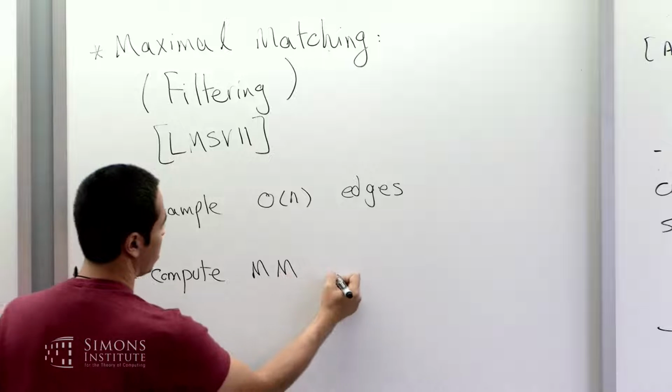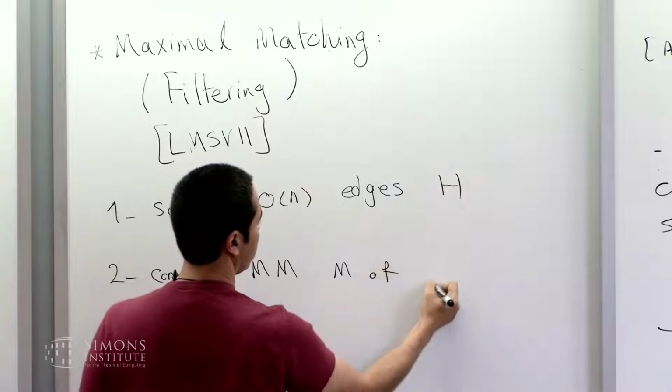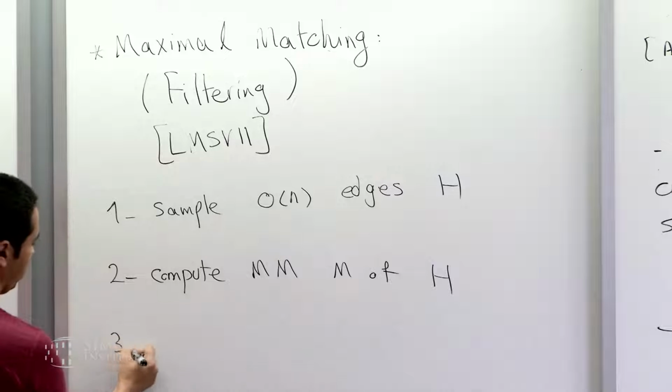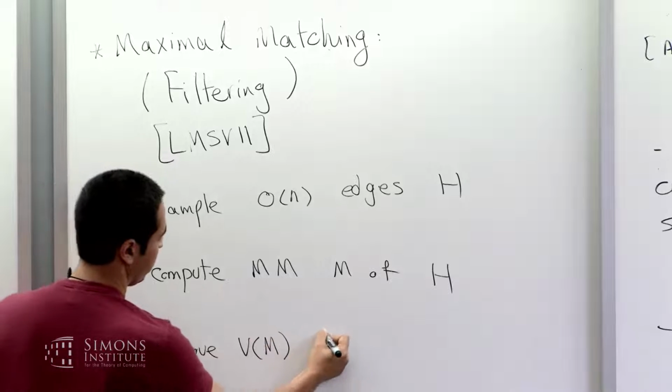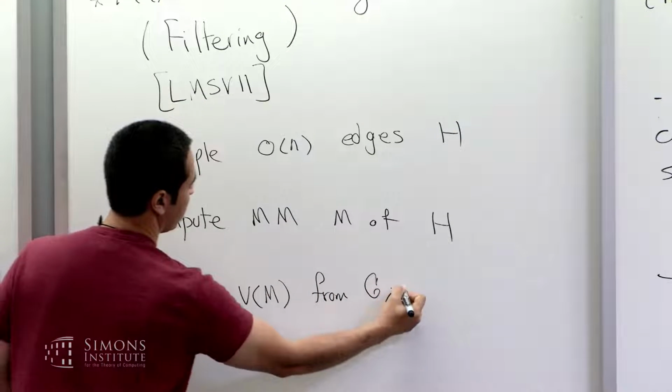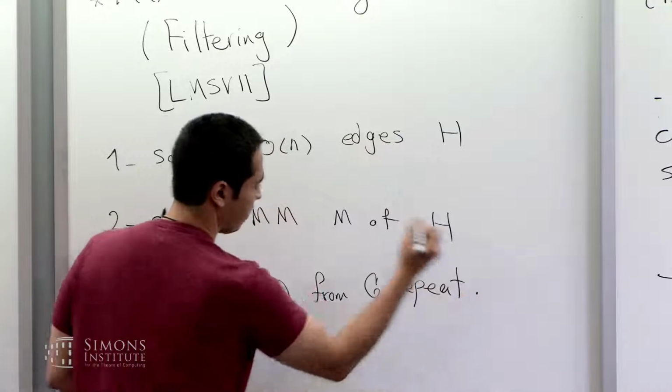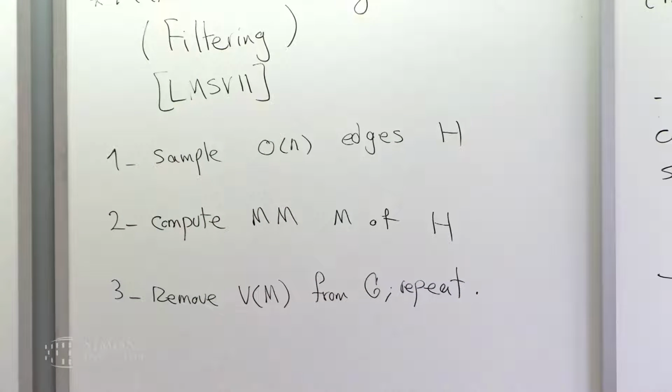This is maximal matching and this is the entire algorithm. Sample order n edges, compute a maximal matching M of your sample, remove everything that you've matched, and recurse. If you get M1, the M2 that you're picking is disjoint from it. You remove the matched vertices, so you can just add it to the end. And you get M3 and just add it at the end.